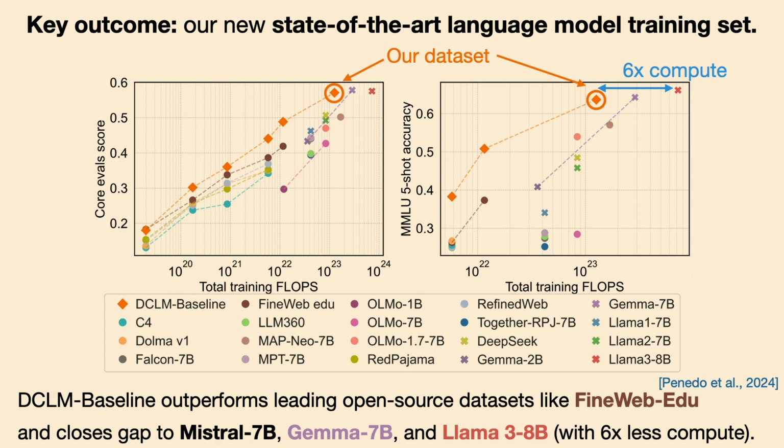To illustrate how much this improved on prior models, one thing that is nice is, for instance, this point in the top right, the red X here, which is the Llama 3 8B model. So this was trained by Meta. And we get to almost the same performance, so almost the same y-axis value, using 6 times less compute.